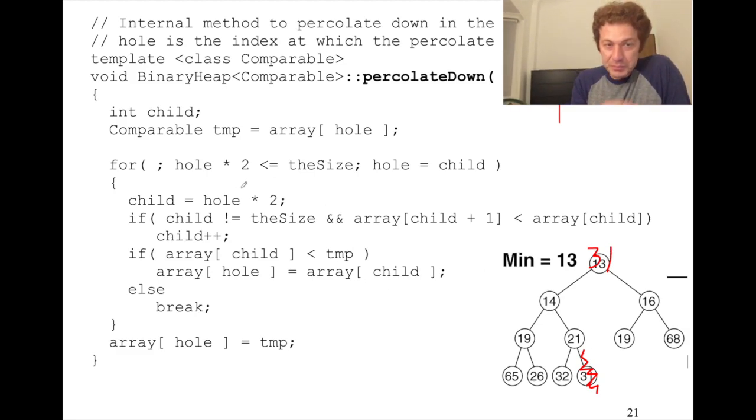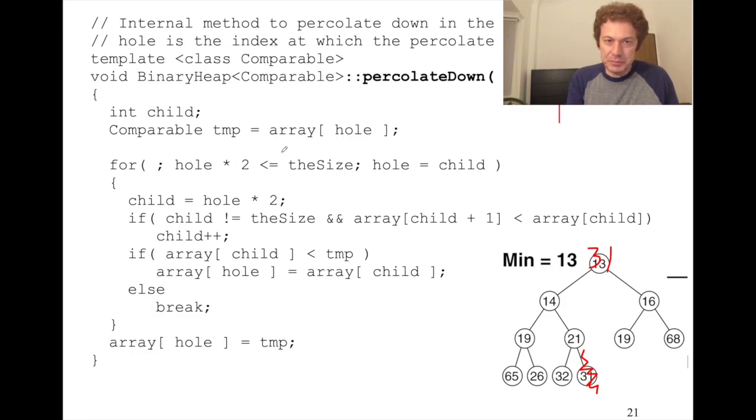So, 2 times hole, if it is more than the size, it means that I am at a leaf, right? I am a leaf because I don't even have a left child. So I can't go further. I quit. Okay, so this is the stopping condition.